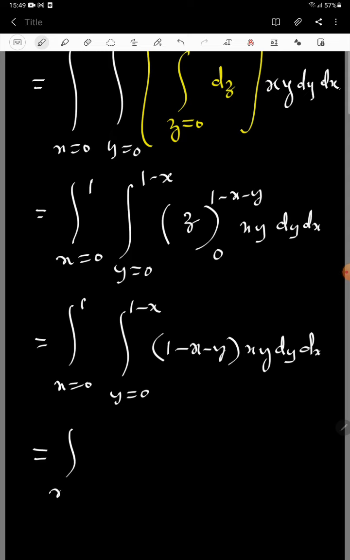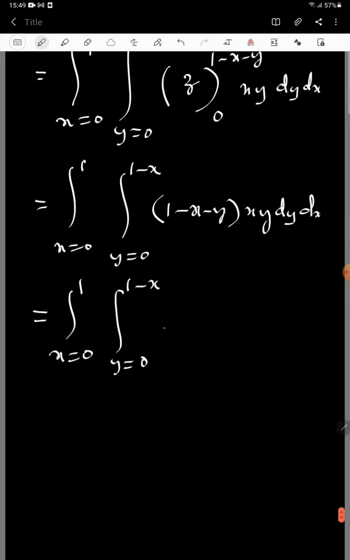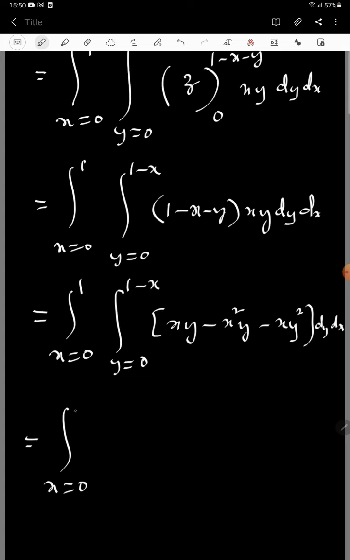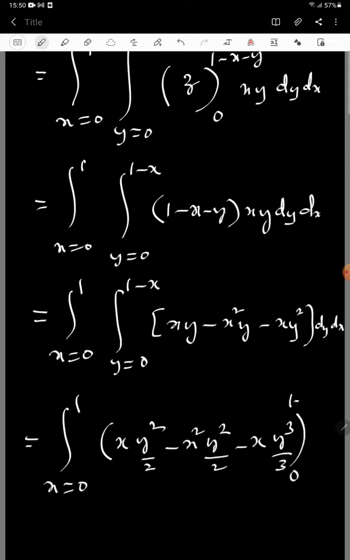Now we will be getting x is equal to 0 to 1, y is equal to 0 to 1 minus x. We will be getting three terms now, that is xy minus x square y minus x y square, with dy dx. Now what we do is integral x is equal to 0 to 1. We integrate now with respect to y, treating x as constant. So x is as it is, y square by 2 will come, minus x square is as it is, y square by 2 will be there, minus x is as it is, y cube by 3, and the limits are from 0 to 1 minus x.